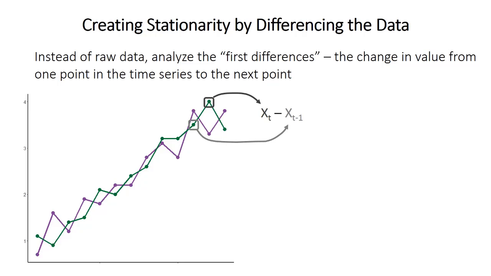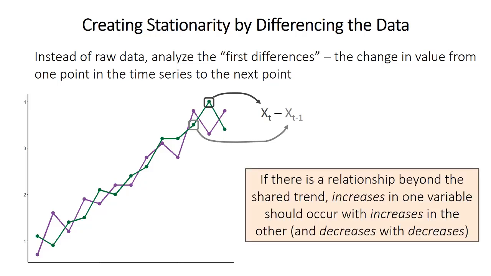So we look at all pairs of points along here to get our time series of first differences instead. The rationale for this process is that if there is a true relationship that's not just caused by the fact that they both increase over time, an increase in one variable should occur at the same time as an increase in the other. When one increases by a lot, the other should as well. If one decreases by a small amount, the other should decrease by a small amount.